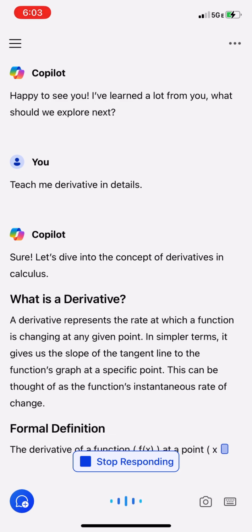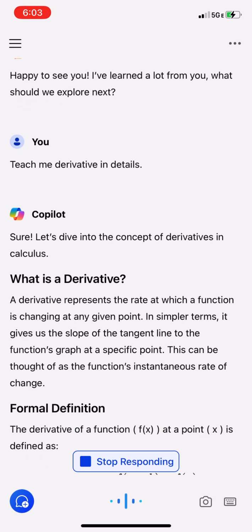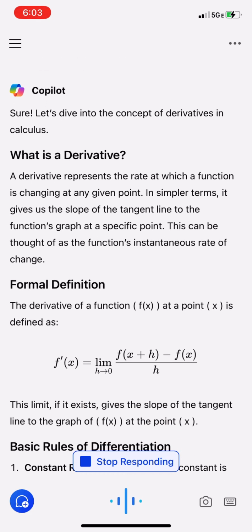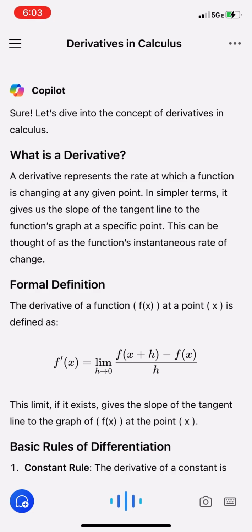Sure. Let's dive into the concept of derivatives in calculus. What is a derivative? A derivative represents the rate at which a function is changing at any given point. In simpler terms, it gives us the slope of the tangent line to the function's graph at a specific point. This can be thought of as the function's instantaneous rate of change.